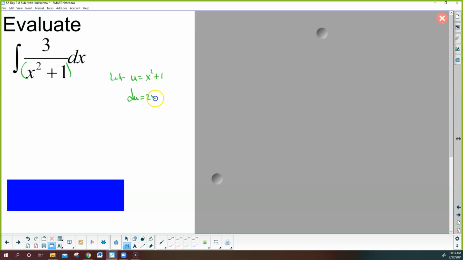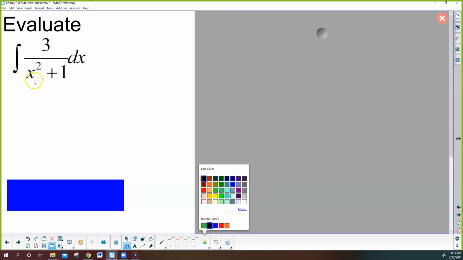When I take the derivative, I get 2x dx. And I don't have an extra x. So this x right here is causing us a problem, which means I cannot use u substitution here for this problem. So that is one case where it just doesn't work. But if we're able to do this, what else could we do?